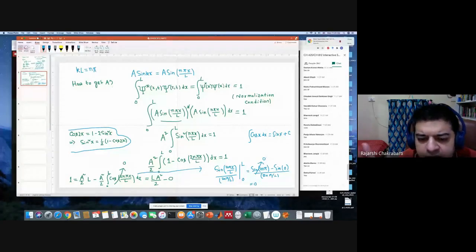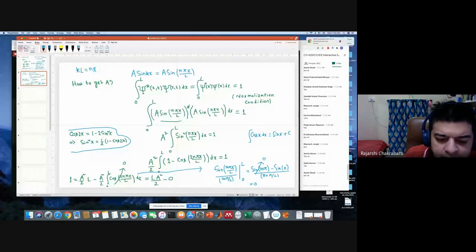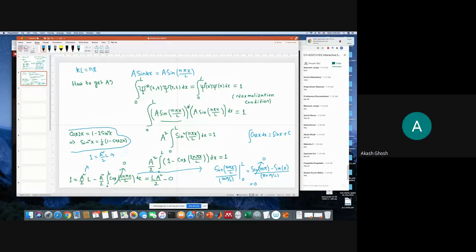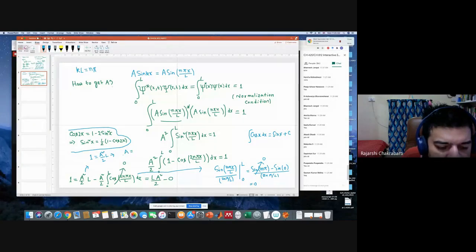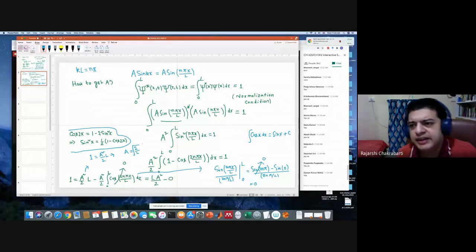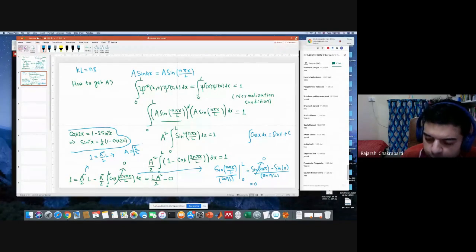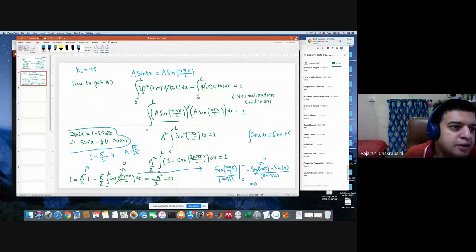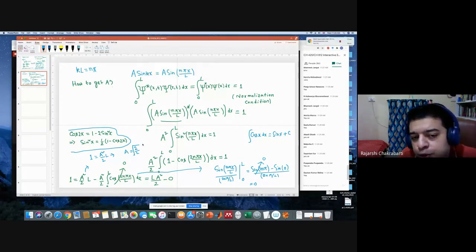Okay. Very simple. After doing so many things, I get something like this. I am writing it here. What I have here is 1 equals a square by 2 into L, and that will give me a equals to what? The square root of 2 by L. So I can take plus or minus. It is actually plus minus root over 2 by L, but let us take only the plus. So now we have the normalization constant. The normalization constant is root over 2 by L.